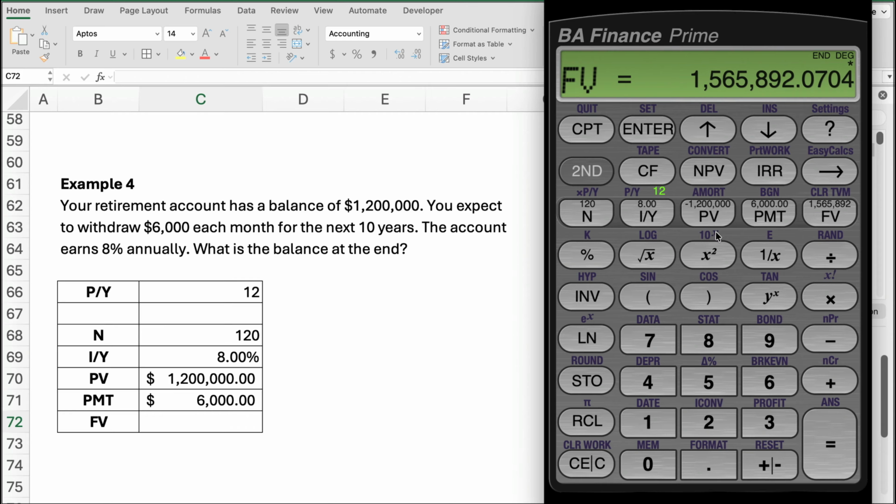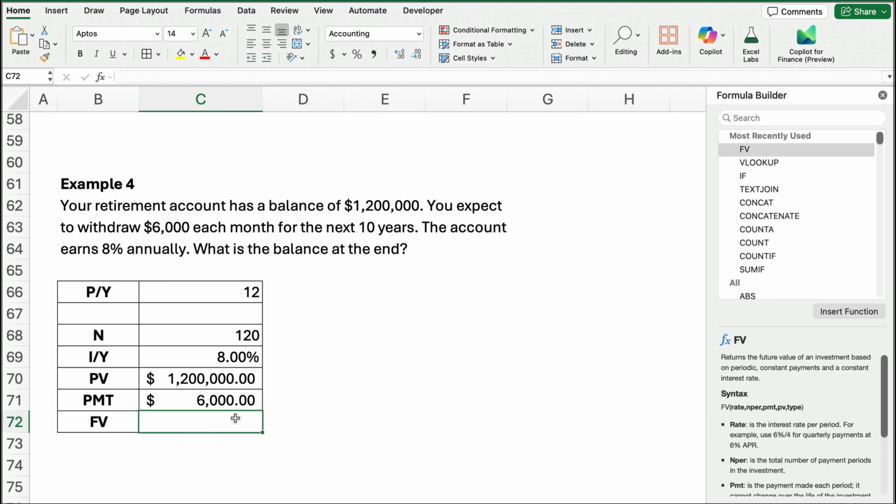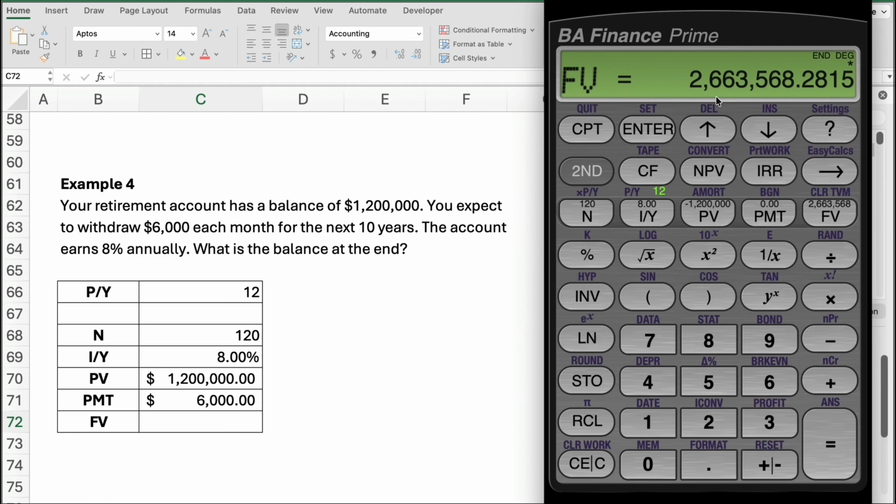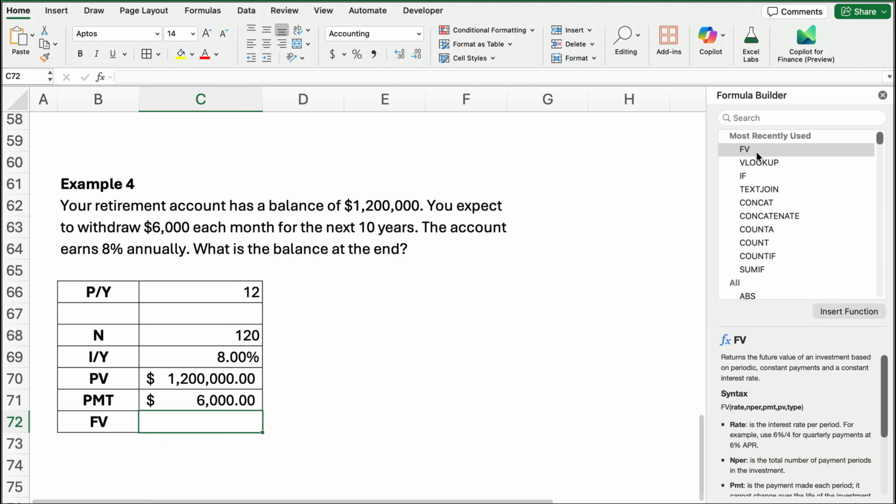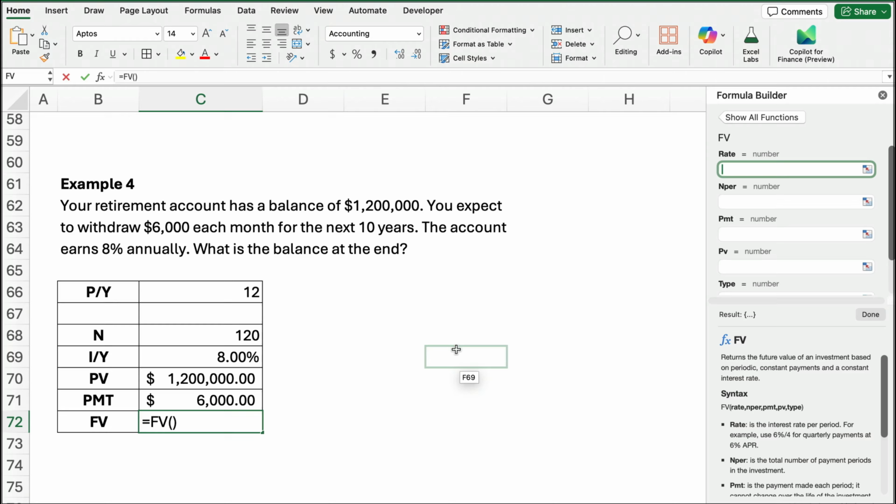Now, let's check our work. If we didn't make any withdrawals, so let's make the payments 0, then compute future value. The future value is going to grow to 2.6 million. I may have gotten rid of that too quickly. 2.6 million. Let's let Excel do it, and let's do a little what if.